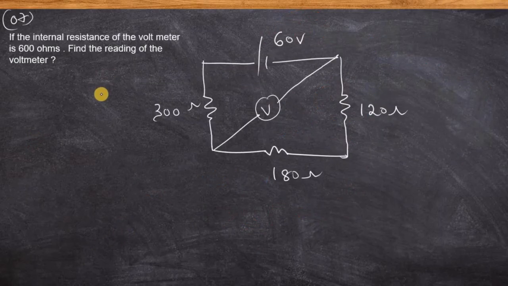Right students, we are in our 7th question. If the internal resistance of the voltmeter is 600 ohms, find the reading of the voltmeter. In many questions we are given an ideal voltmeter, but here it's not an ideal voltmeter. This voltmeter has some resistance, a bit of a lower resistance, 600 ohms. Remember that. So we have to assume we have another resistor here, 600 ohms.